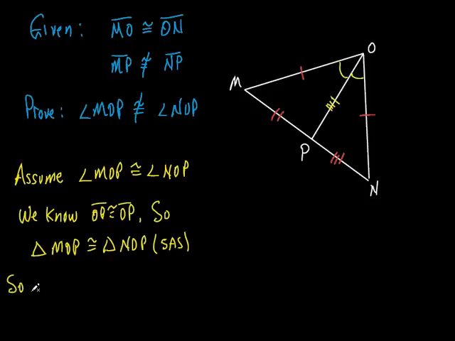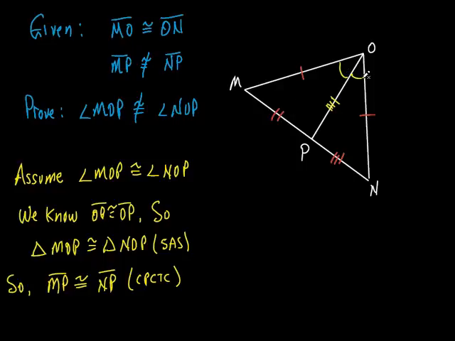So that means that if these triangles are congruent, then line segment MP must be equal to line segment NP, or congruent to NP. And why? Because of corresponding parts of congruent triangles are congruent. CPCTC.